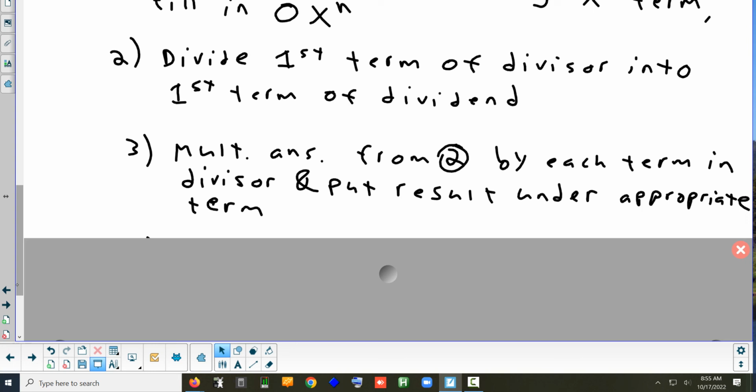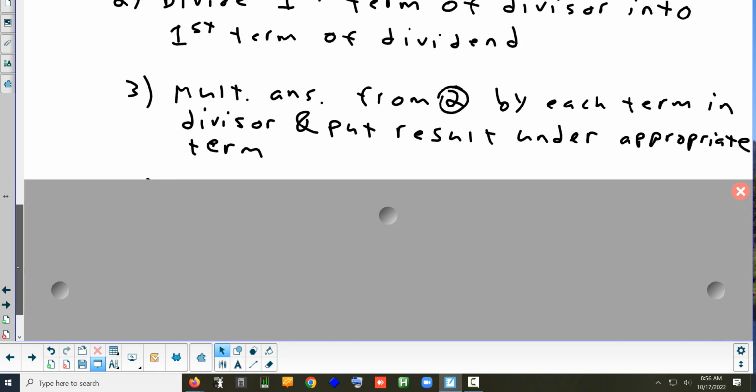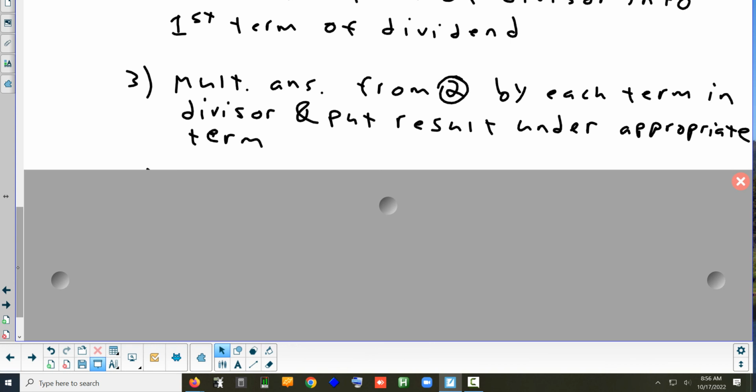And it's important when we do step 3, we have to line things up in columns. And when I say line things up under the appropriate term, I mean line up like terms. Make sure the x squareds are all in a column. Make sure the x cubes are in a column, and so on. So multiply the answer from step 2 by each term in the divisor and make sure we put things in like columns. All right, so let's see how that works.